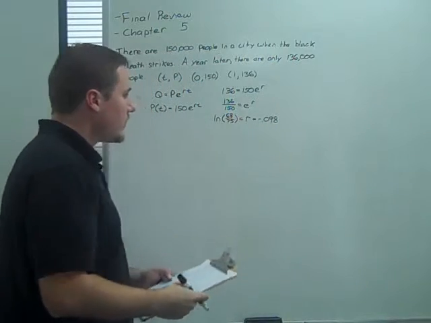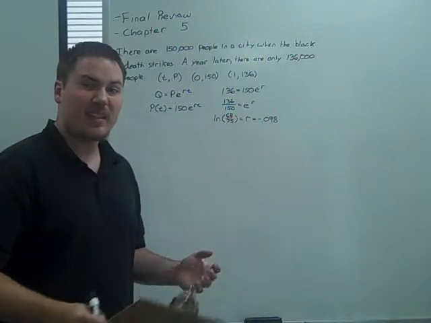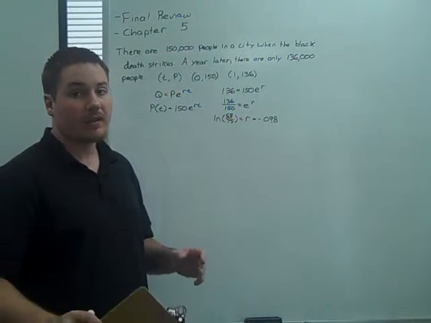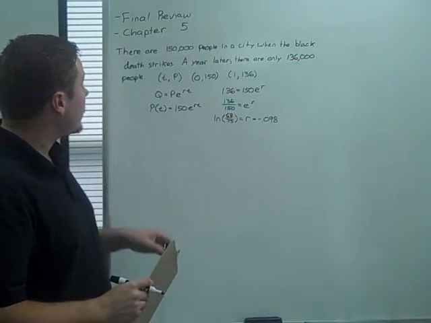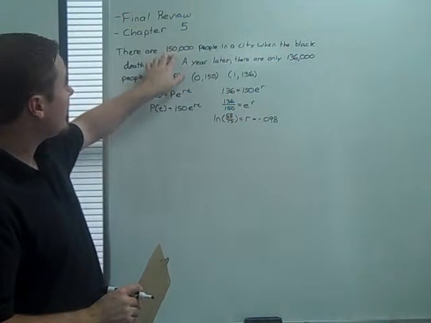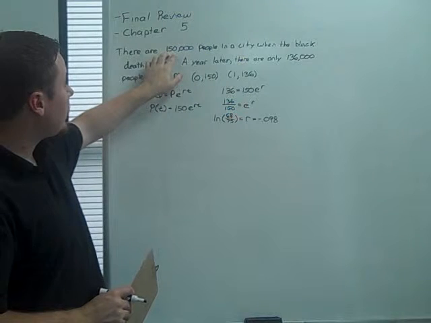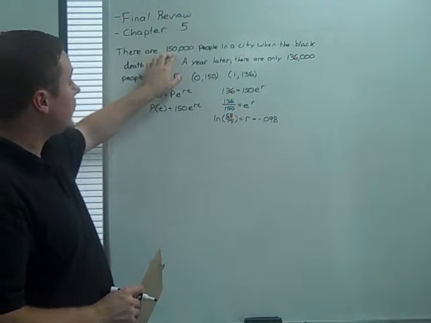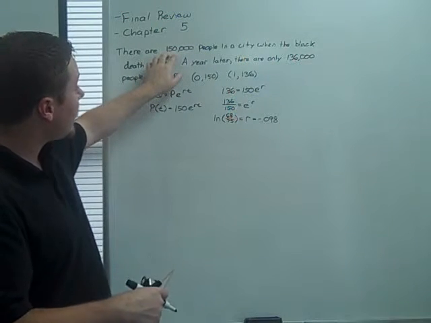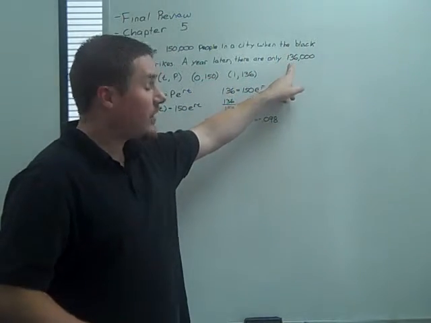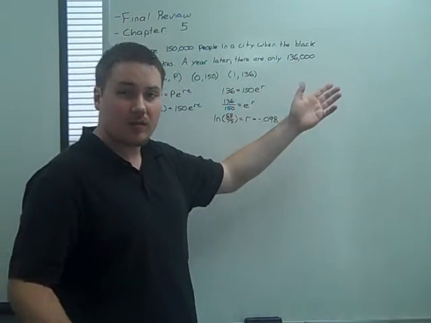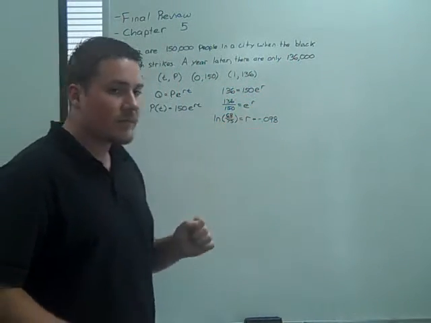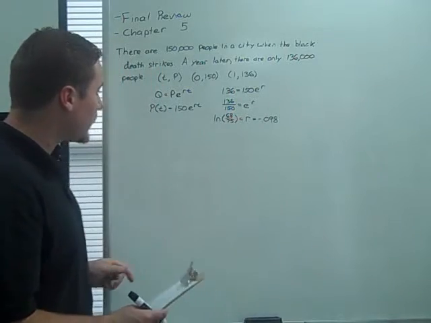0.098. Realistically, that means that they're losing about 10% of the population every year. And if you look at it, that seems to make a little bit of sense. 10% of the population would be 15,000. So if I lose 15,000 in 1 year, I would be at 135,000, which is close enough. It balances out with the numbers that we're looking at.